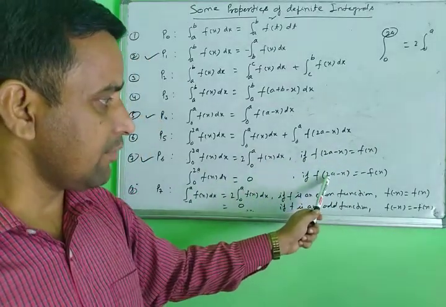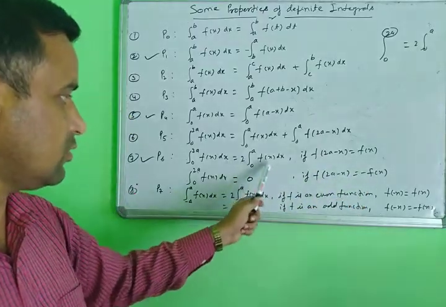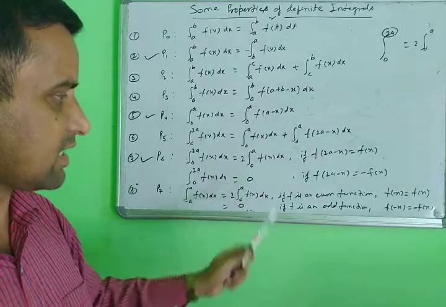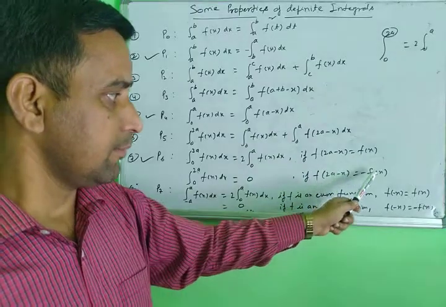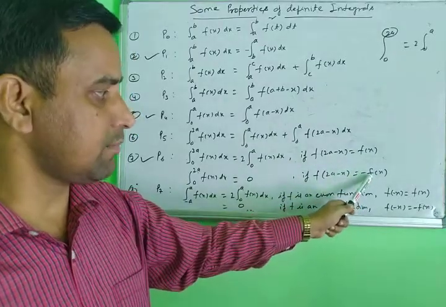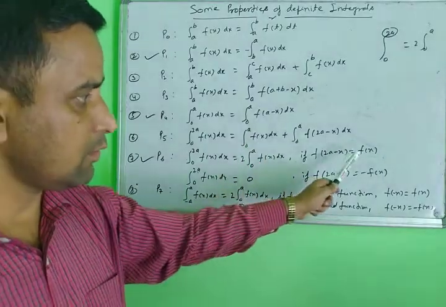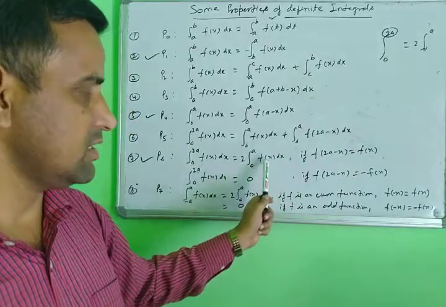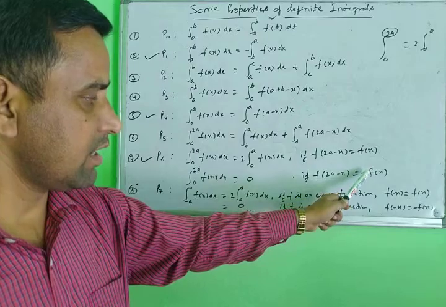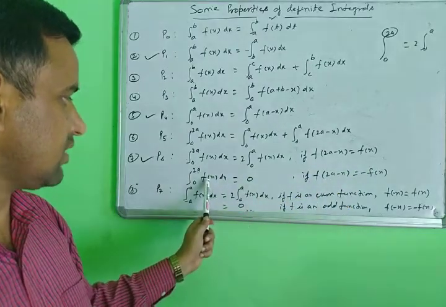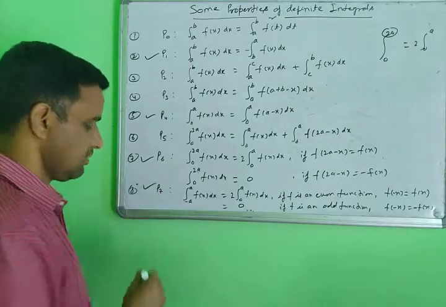When f(2a minus x) equals minus f(x), then the value of the integral is 0. You can directly check this condition: is the result of f(2a minus x) negative or positive? Suppose the result comes negative, then the value of the integral is directly 0. These are very important properties. The 7th property is the even and odd property.